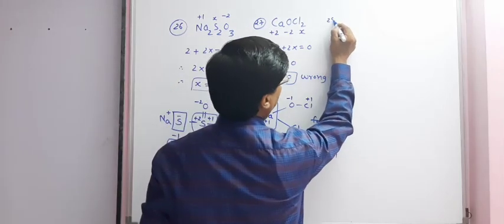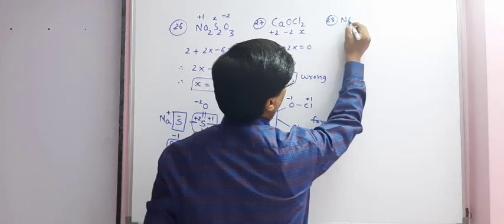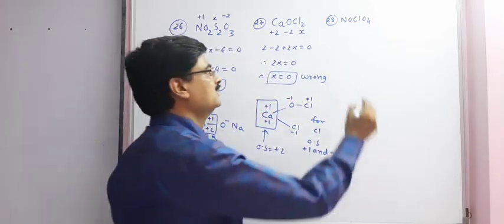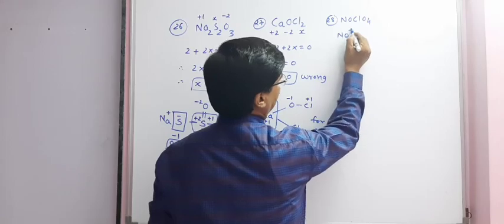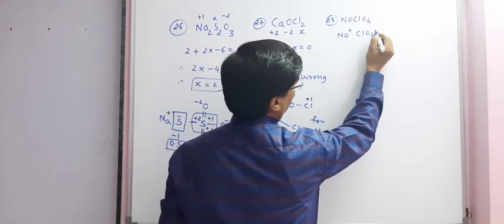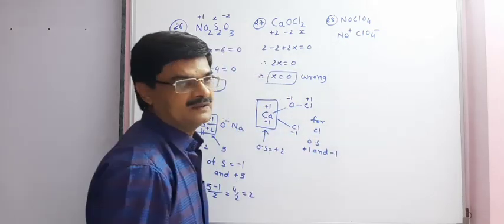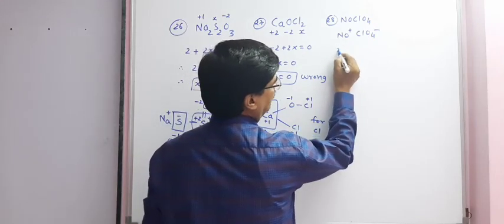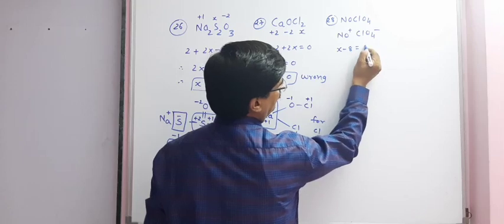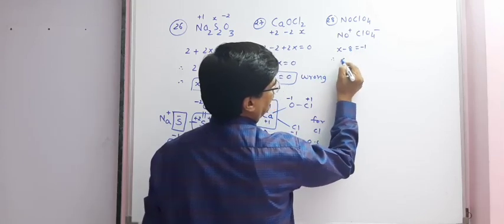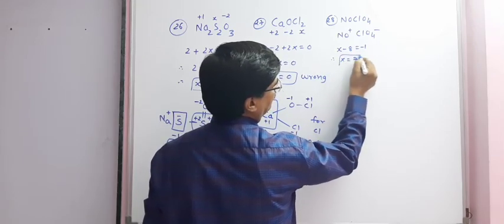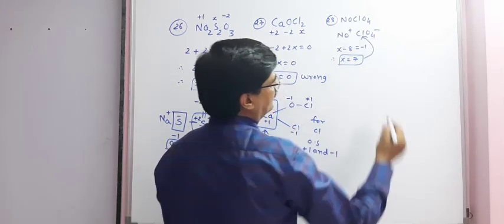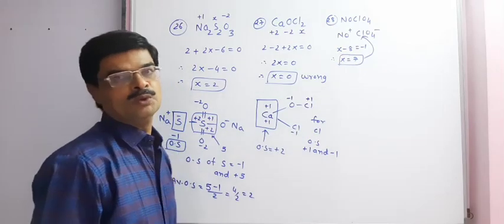One more case we discuss, NOClO4. NO positive, ClO4 negative. On that basis, this is the perchlorate ion. So we can write down X minus 8 is equal to minus 1. Therefore, X is equal to 7. So the oxidation state of chlorine is 7 in NOClO4.